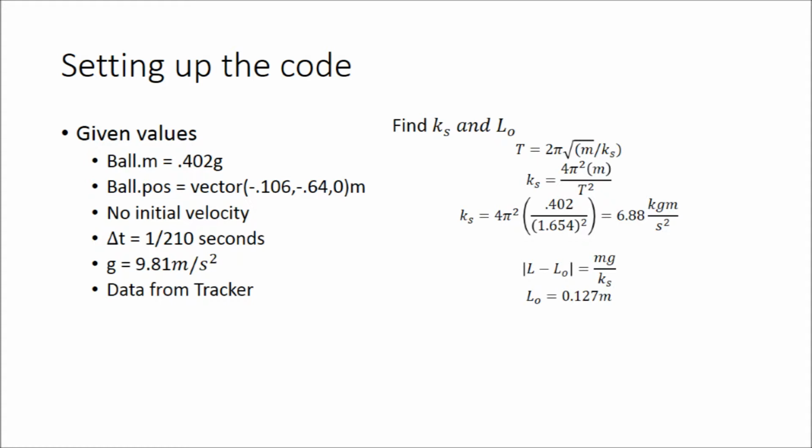After finding the spring's oscillation period as 1.654 seconds, I used the derived equation Ks equals 4 pi squared multiplied by the mass all divided by the period squared, which was found to be 6.88 kilograms meters divided by seconds squared. Then I used another derived equation shown as the change in length of the spring is equal to the mass times the gravity, all divided by the spring constant, finding the change in length to be 0.127 meters.